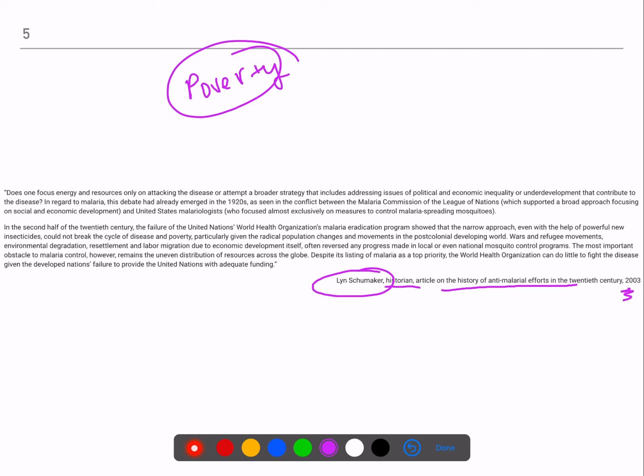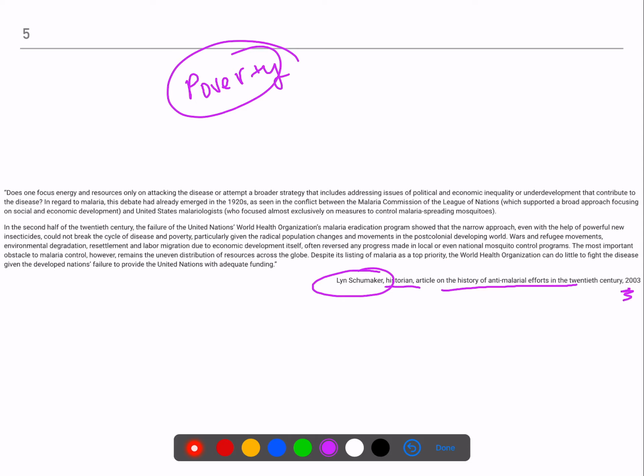and poverty, particularly given the radical population changes and movements in the post-colonial developing world. Wars and refugee movements, environmental degradation, resettlement and labor migration due to economic development itself often reverse any progress made in local or national mosquito control programs. The most important obstacle to malaria control, however, remains the uneven distribution of resources across the globe. Despite its listing of malaria as a top priority, the WHO can do little to fight the disease given the developed nations' failure to provide the United Nations with adequate funding.